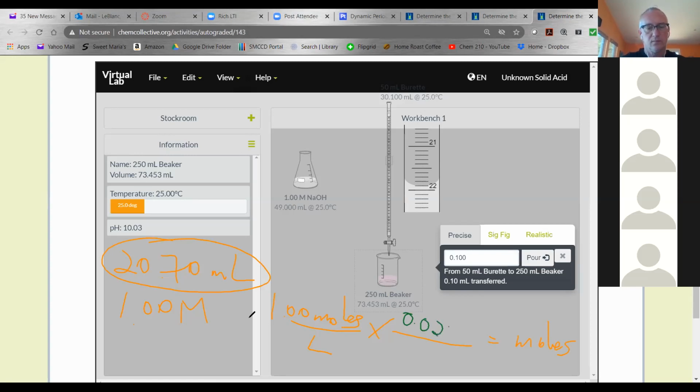0.0207 liters. Yep. So that gives me, and since it's 1 molar, that's the number of moles too. That's the nice thing about having a 1.00 molar solution. If you figure out the volume, that's also the moles. That's the concentration of the NaOH. It's precisely 1.00 molar. So I have 0.002070 moles.